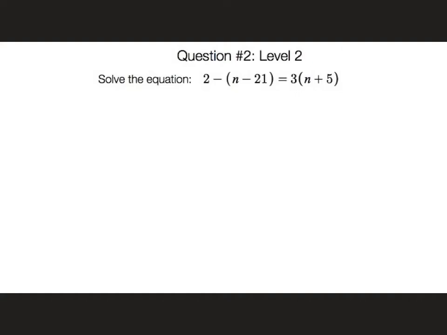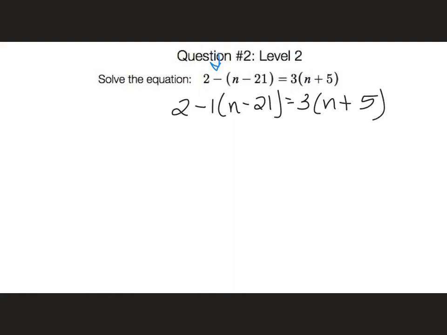Next problem here, we're solving for n. Now we need to be careful here because there's this minus sign right outside the parentheses. This does not mean we're distributing a negative 2. In fact, this might even help us to rewrite this first step, as this is kind of like a negative 1 outside of that parenthesis.